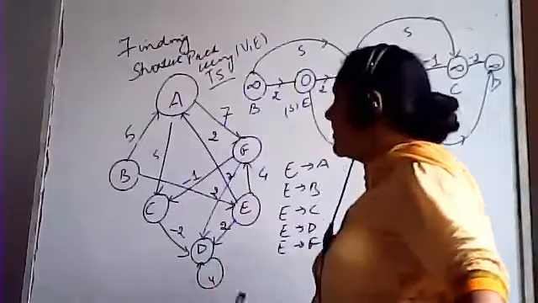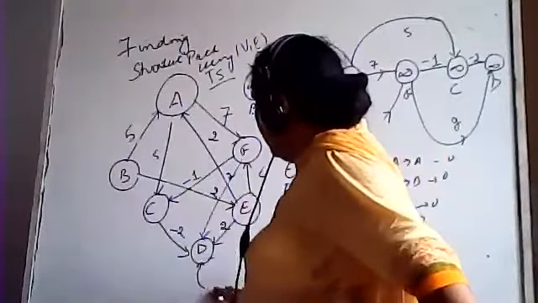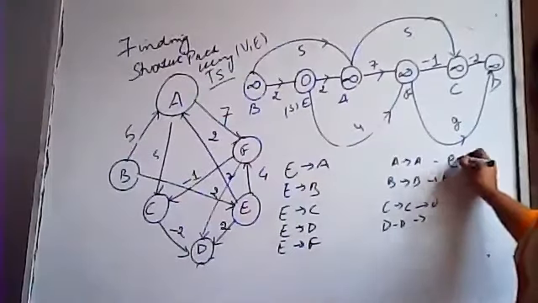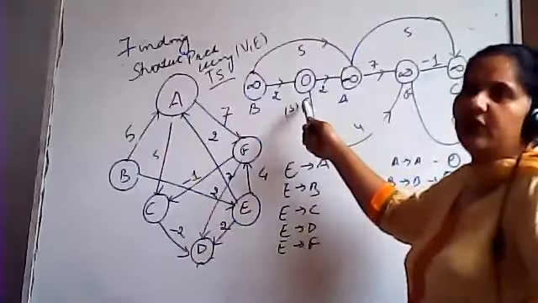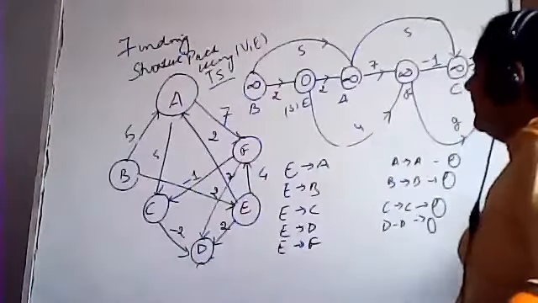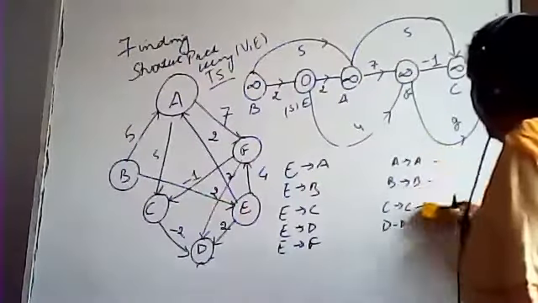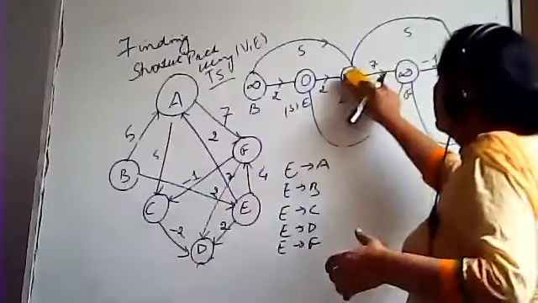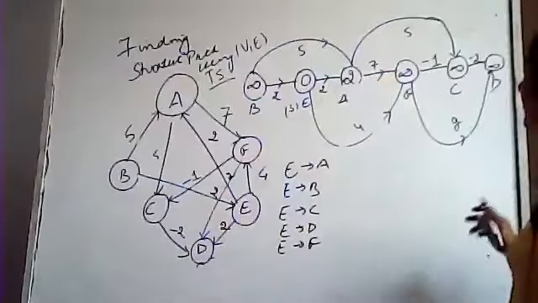If 4 is given here, then d to d would be 4. If this kind of loop is not given, then it will always be 0. Okay, this you remember. So you will put e to e as 0. Now e to a, what is the distance? What is the distance from e to a? It is 2. So put 2 here, instead of infinity.